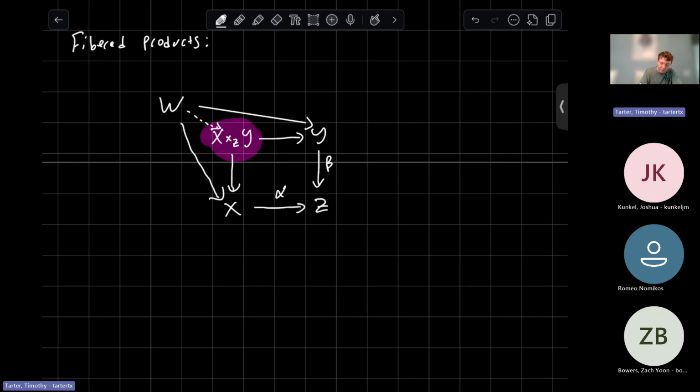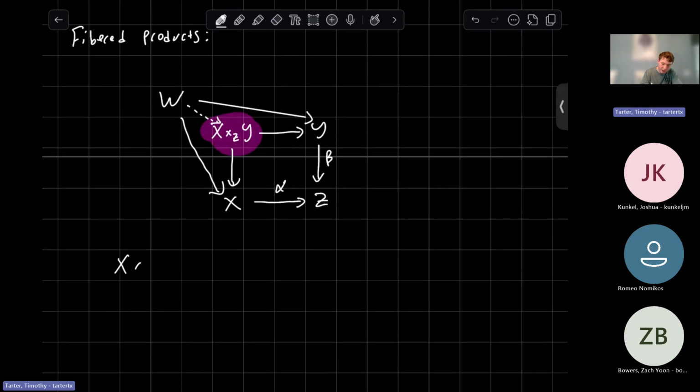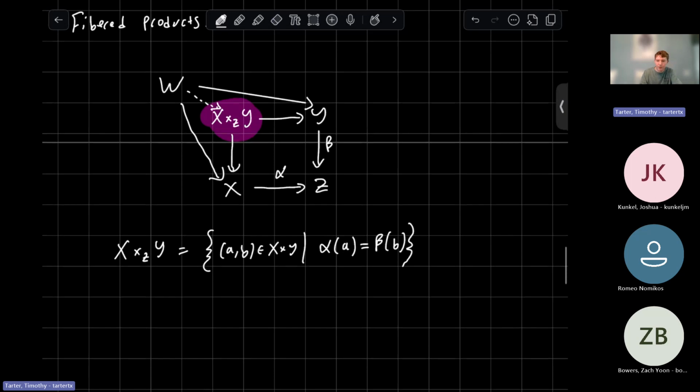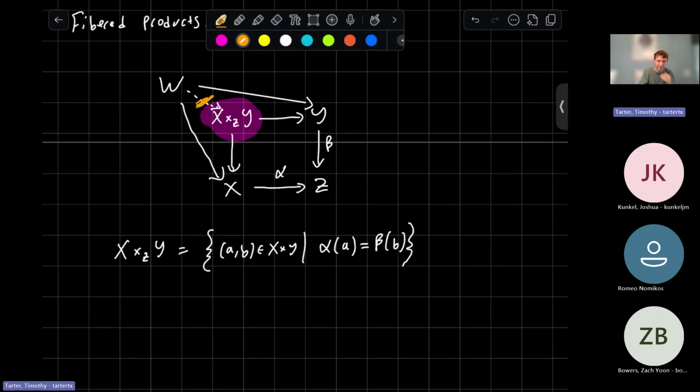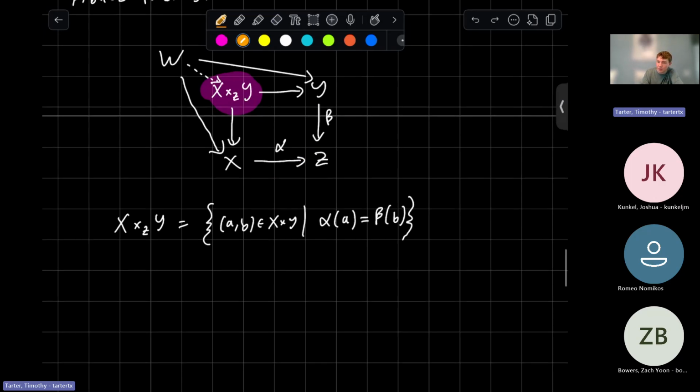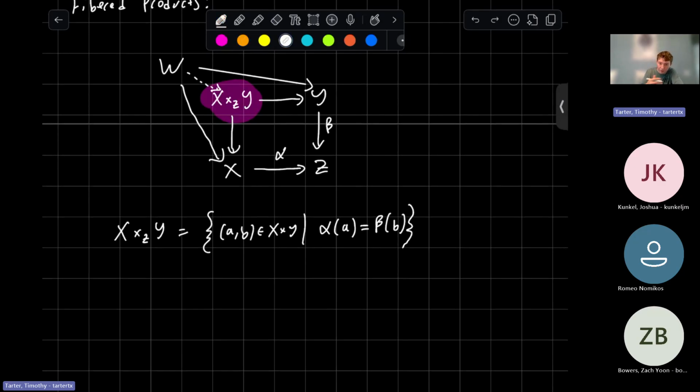If you have morphisms alpha and beta from X to Z and Y to Z, then the fibered product is the set of (A, B) in X product Y such that alpha of A is equal to beta of B. It's all of the things in the product, which is conveniently not written, but belongs somewhere around here, that agree through these morphisms alpha and beta, from X and Y individually going into the same thing. We often use this notion indirectly whenever we say the words "the pullback of," we're talking about the fibered product of two things.